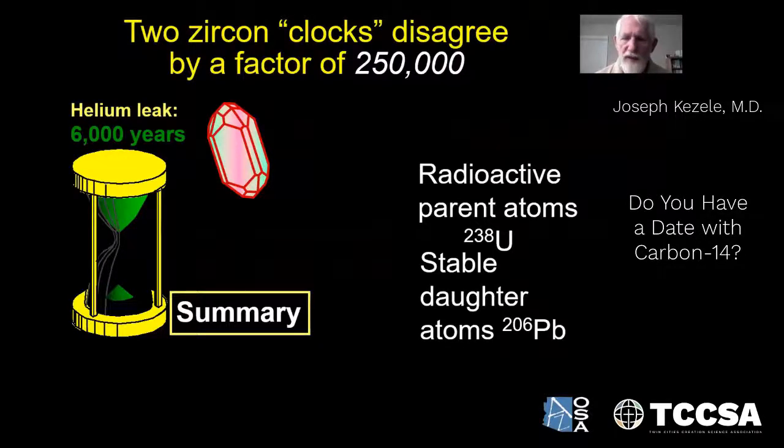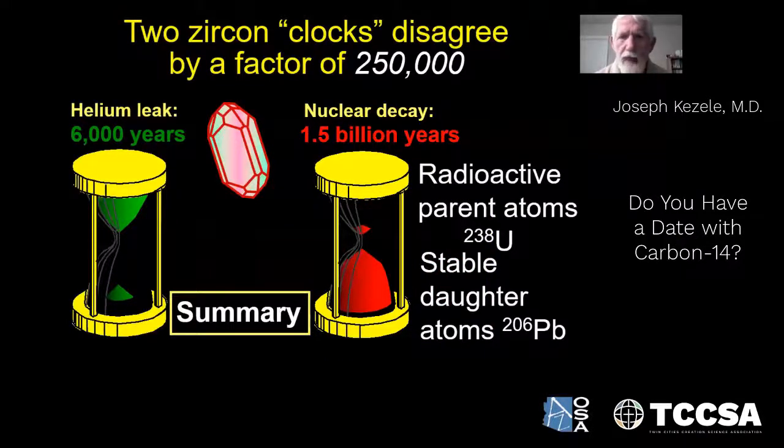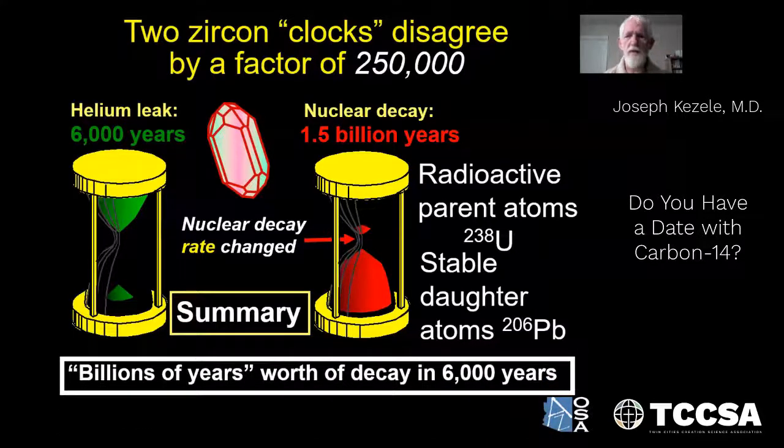But yet, 1.5 billion years worth of decay occurred of the decay of the uranium. So what this means is this huge amount of decay occurred in a very short period of time. Huge amount of decay, little amount of time. So this means that the assumption of a constant rate of decay is totally false, and that the rate of decay had to have been greatly, greatly accelerated in the past. So billions of years worth of decay in only 6,000 years.